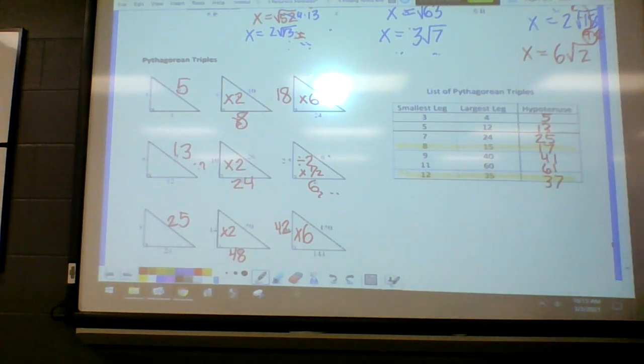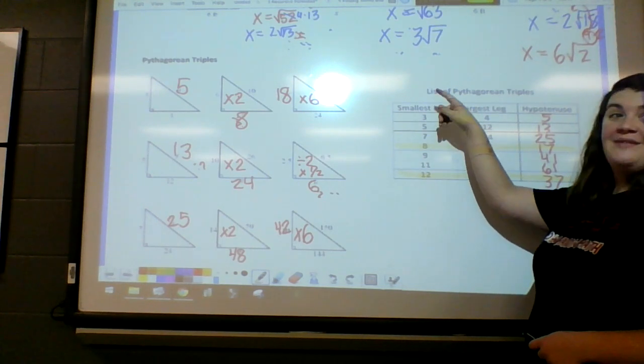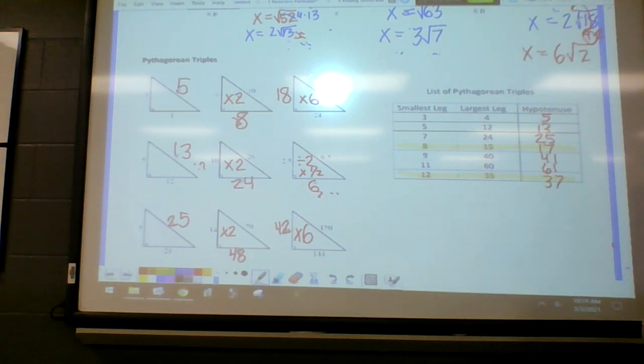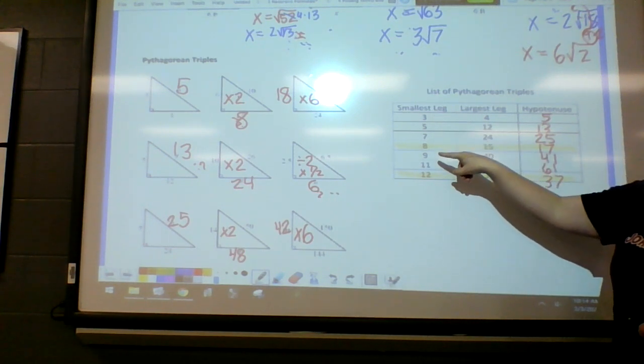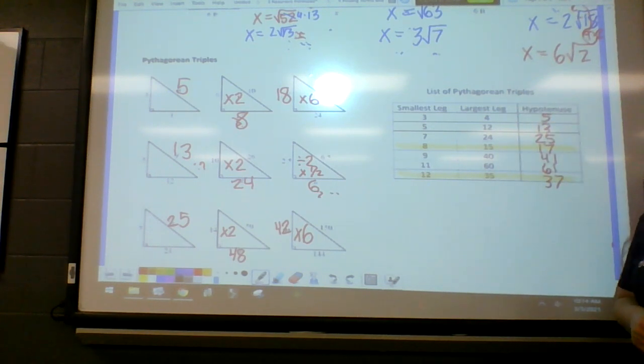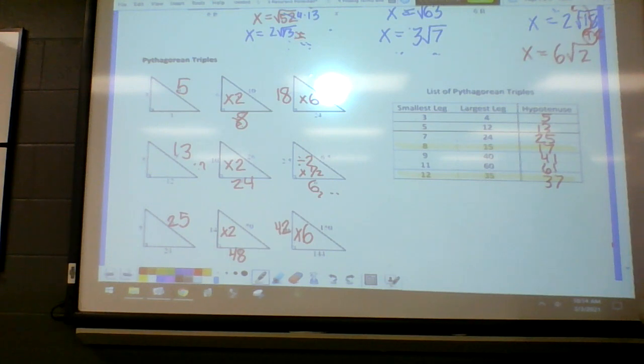If the smallest leg is even, they go up by 2. Exactly. If your smallest leg is even, 8 and 12, the only two even numbers on our list, the hypotenuse went up by 2 from the longest leg. If the smallest leg was odd, then the largest leg just went up by 1 to get the hypotenuse. There's a huge connection there for sure. And so that's kind of interesting, isn't it? That either it goes up by 1 or it goes up by 2, depending on if the smallest leg was even or odd.